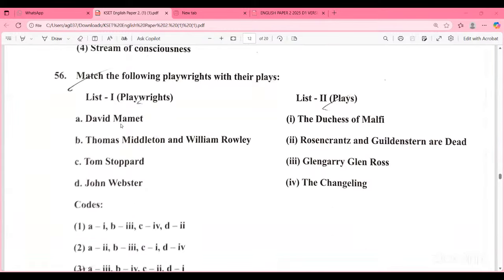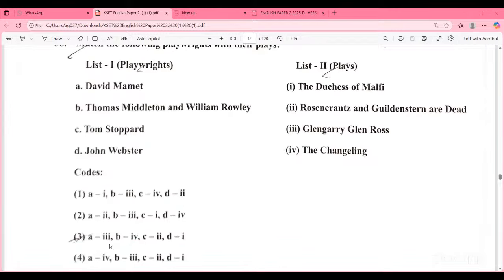We have some plays and playwrights. David Mamet wrote Glengarry Glen Ross. Middleton and Rowley wrote The Changeling. Tom Stoppard wrote Rosencrantz and Guildenstern Are Dead. And Webster wrote The Duchess of Malfi. So A3. This one is the right answer, option 3.